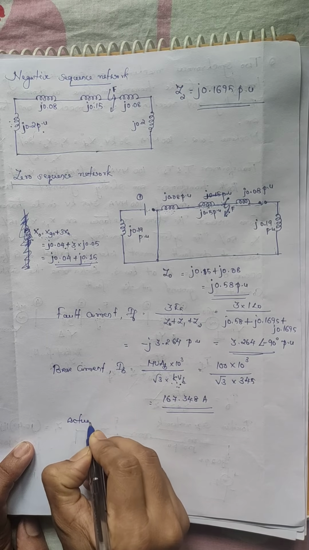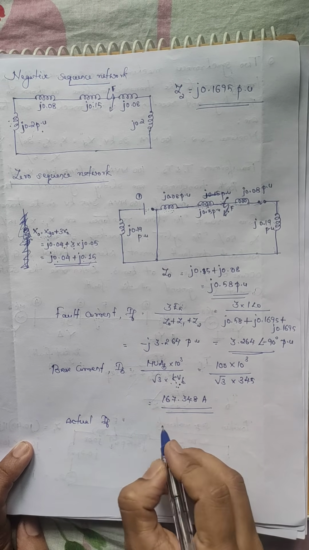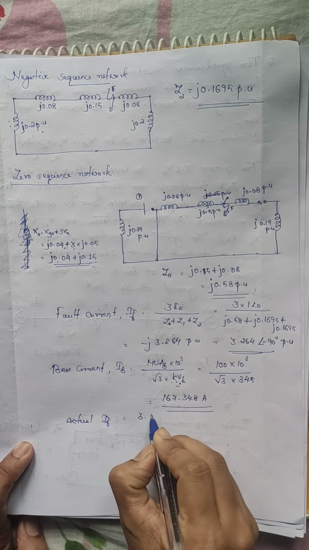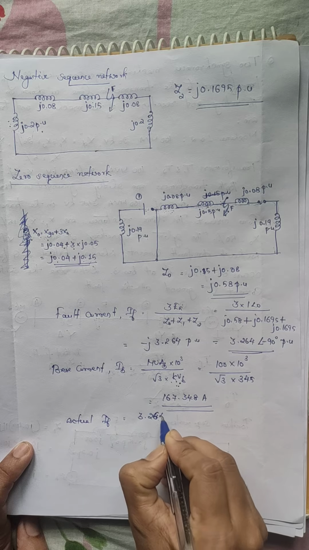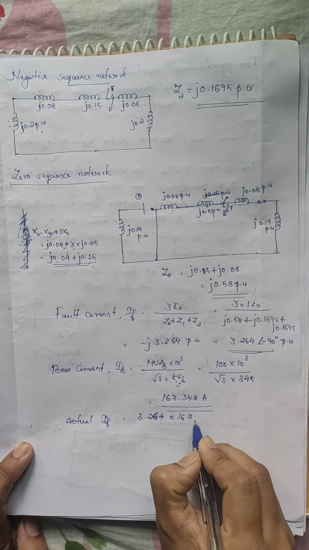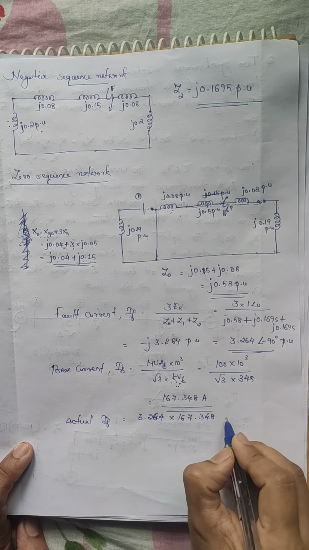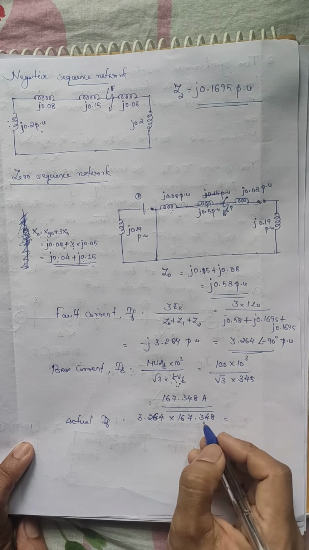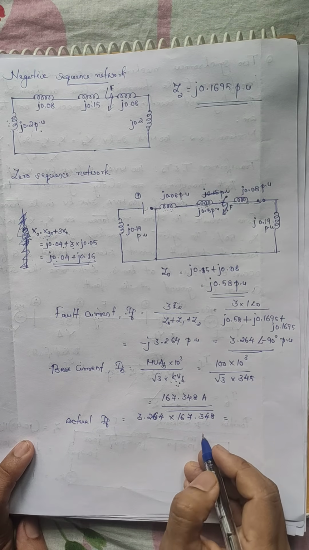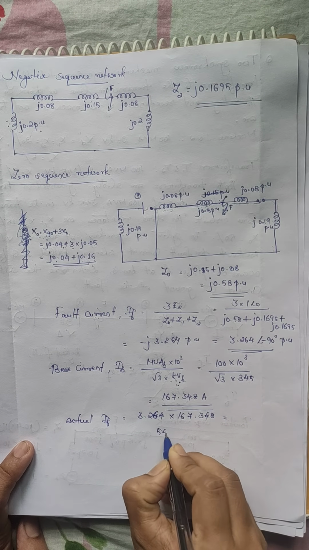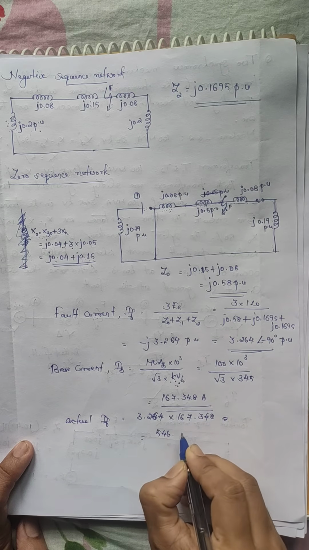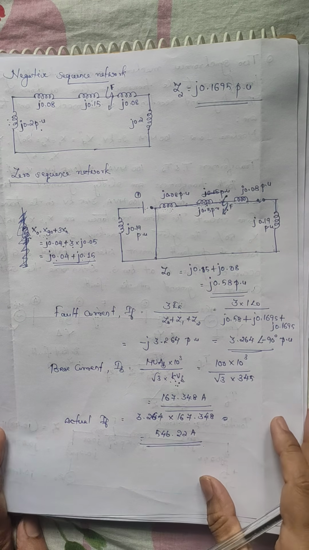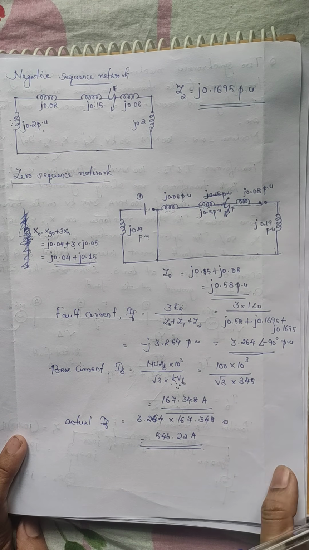The actual value of fault current is equal to the per unit value into the base value. Let us take the magnitude of the per unit value, 3.264, into the base current 167.348, which is equal to 546.22 ampere. So this is how we can calculate the fault current in this particular case.